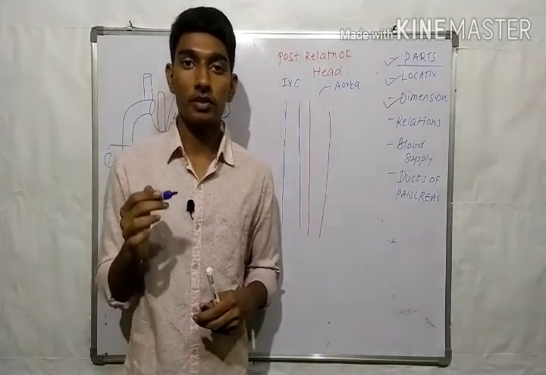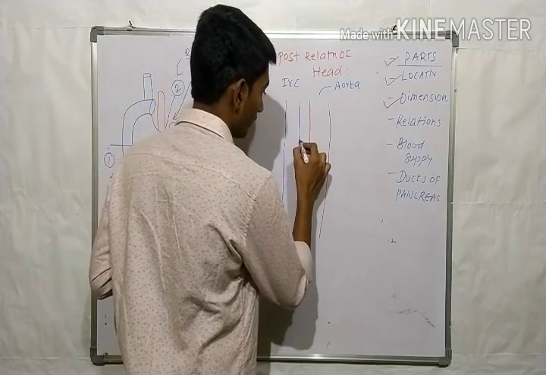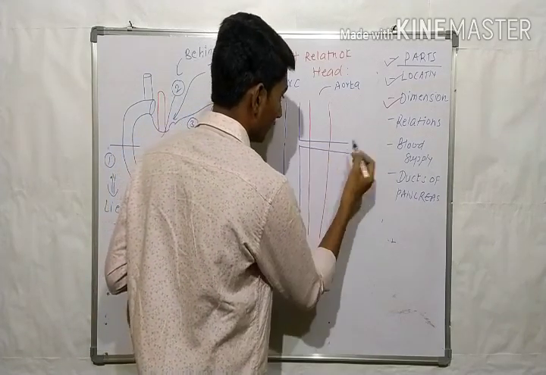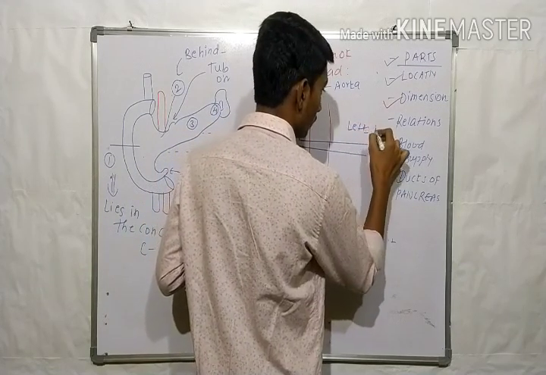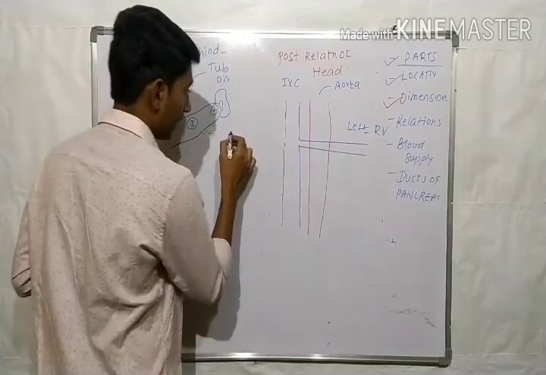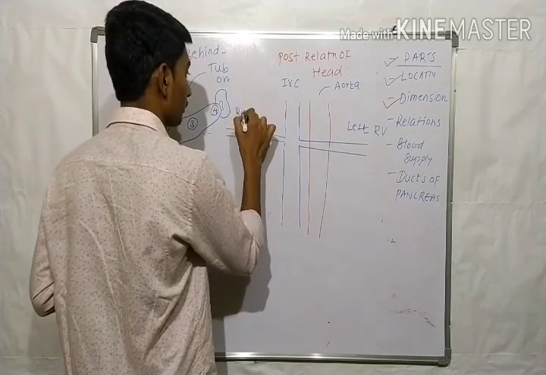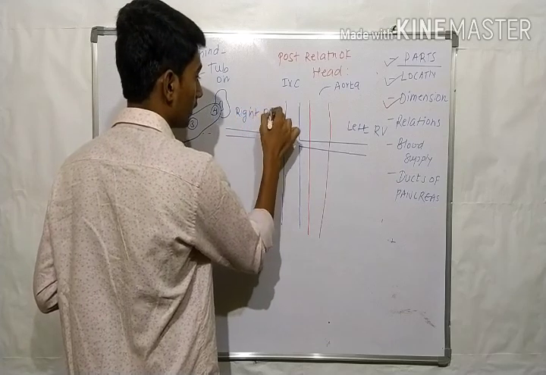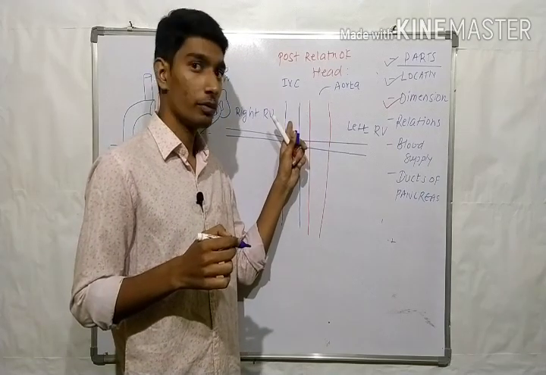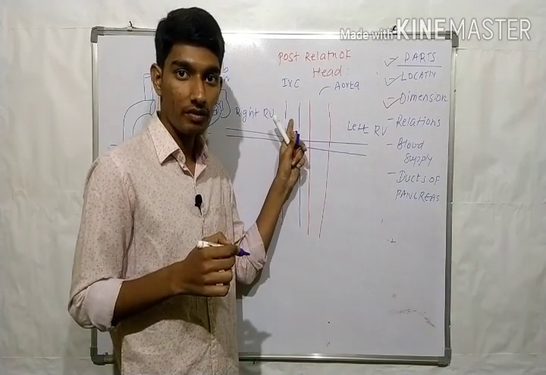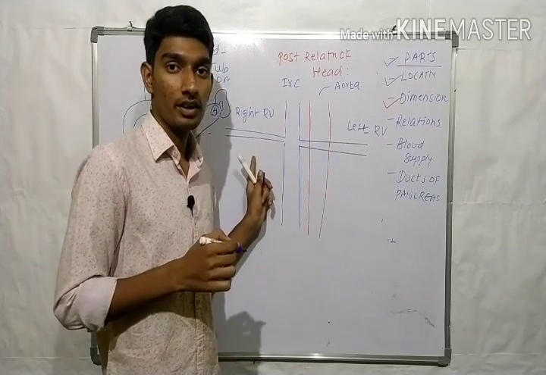This inferior vena cava receives right and left renal vein. This is left renal vein, and this is right renal vein. Abdominal aorta, and on the right side of abdominal aorta this is inferior vena cava. This inferior vena cava receives left and right renal vein.